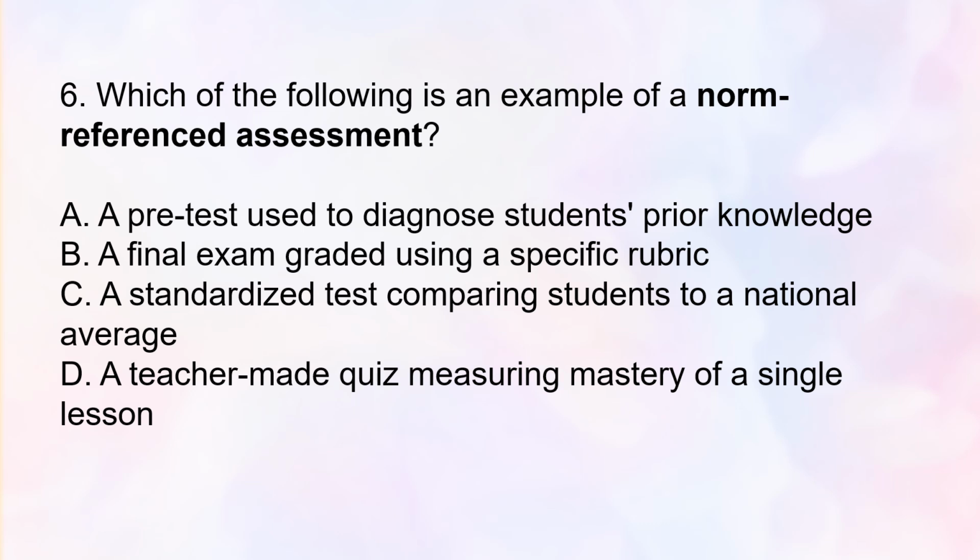Number 6. Which of the following is an example of a norm referenced assessment? Letter A, a pre-test used to diagnose students' prior knowledge. Letter B, a final exam graded using a specific rubric. Letter C, a standardized test comparing students to a national average. Or letter D, a teacher-made quiz measuring mastery of a single lesson.